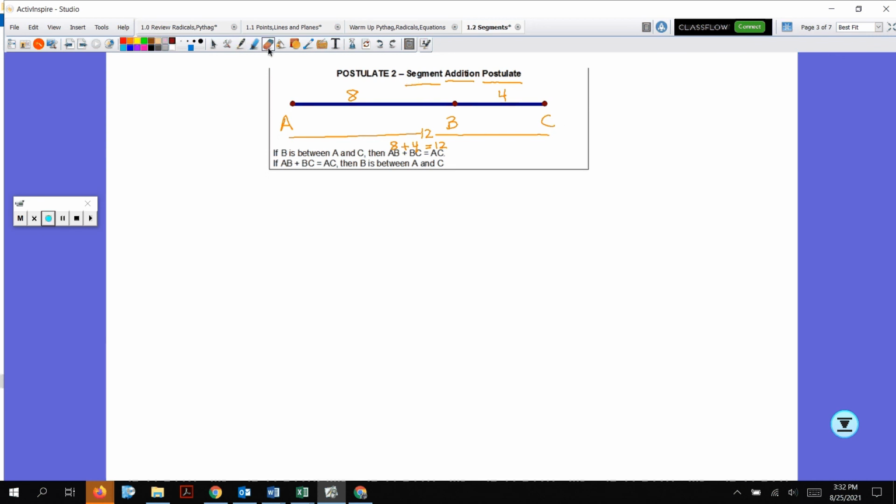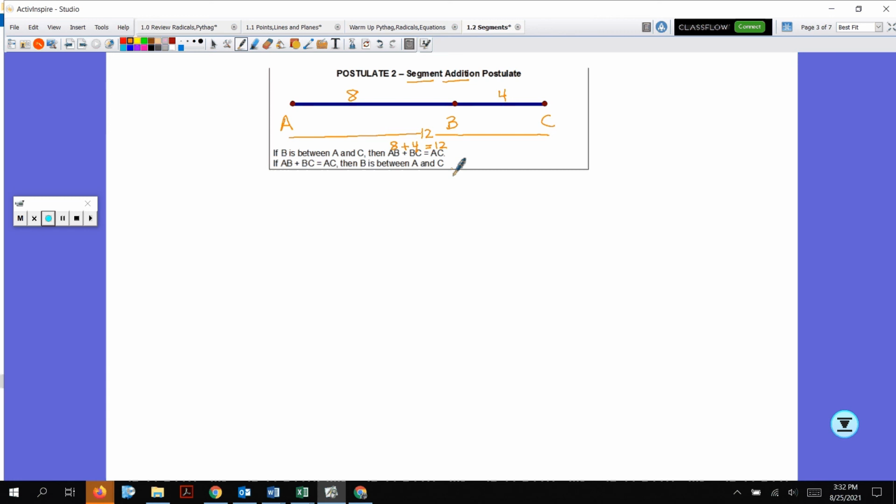Oh, I tripped myself up. Segment addition. Boom, done, love it, okay? So when you're using segment addition, right, let's read this. If AB plus BC equals AC, then point B is between A and C, right? It's in the middle somewhere.